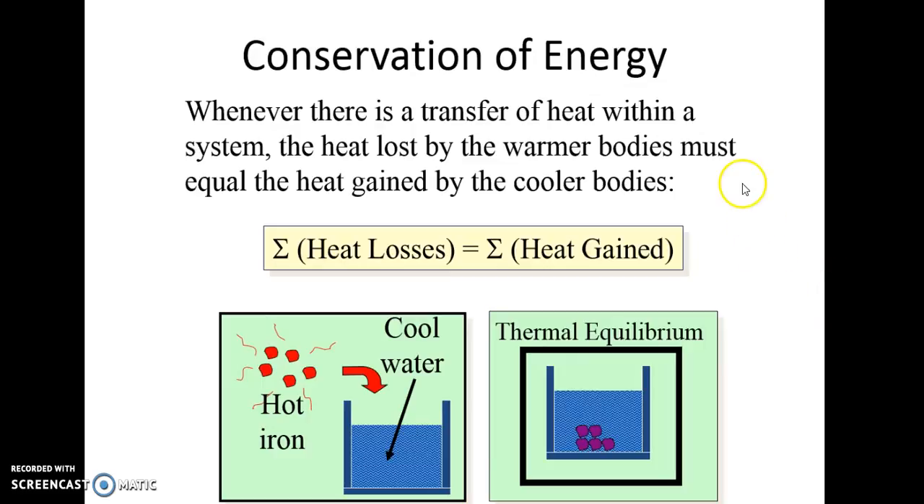Conservation of energy. Whenever there's a transfer of heat within a system, the heat lost by the warmer body must equal the heat gained by the cooler body. Okay, so it's all very Newton-esque right here. So the hot iron, if I put in the cool water, the amount of energy transferred to the water should be equal to the amount of heat that was given.